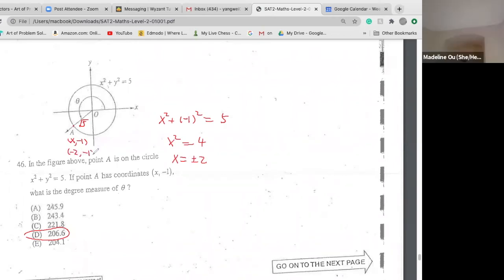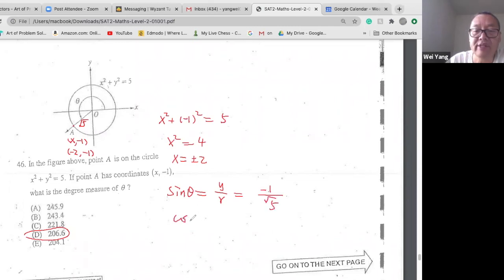Y equals -1. So then you can write sine theta equals y over r, which is -1 over r, and r is root 5. Cosine equals x over r. So you get cosine theta equals -2 over root 5.